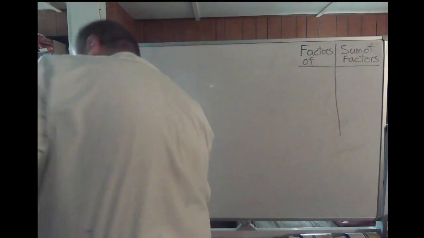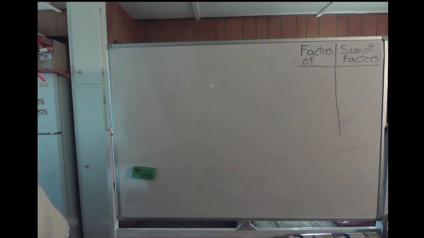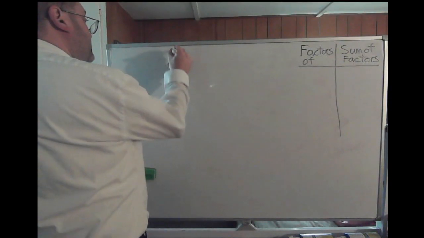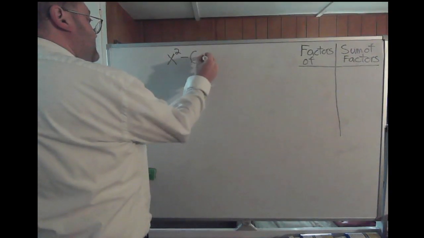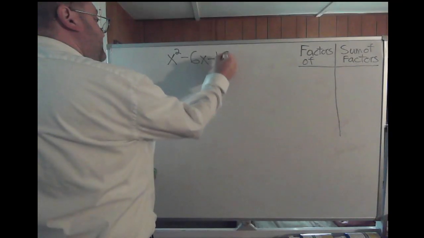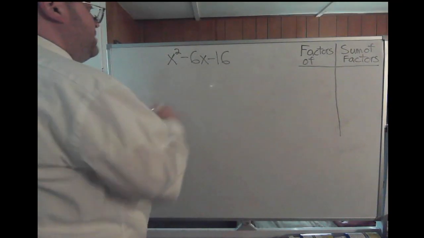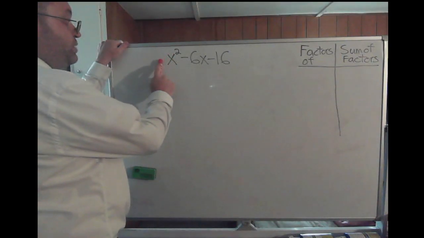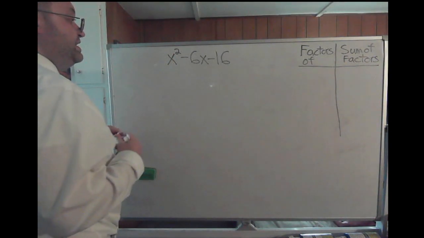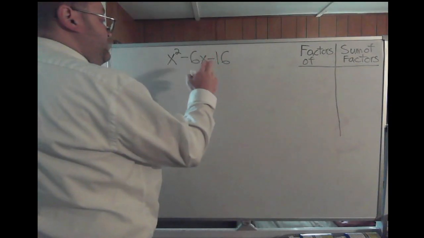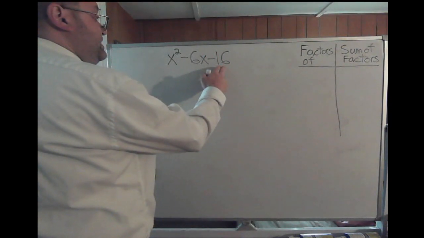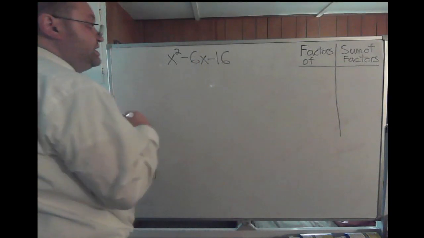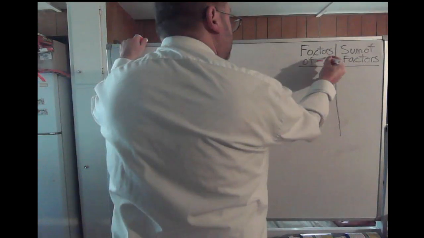Alright, what's next? x squared minus 6x minus 16. So we got x squared minus 6x minus 16. The coefficient on the x squared term is 1, so that's going to make everything easy. Now we need to find factors of negative 16 that when added together give you the middle coefficient on the x to the first term of negative 6. So let's find factors of negative 16.